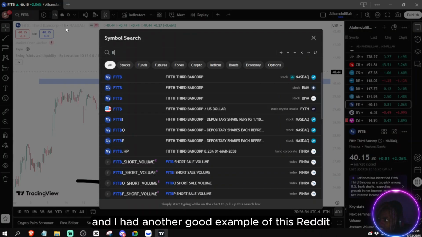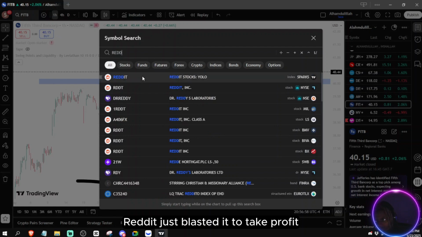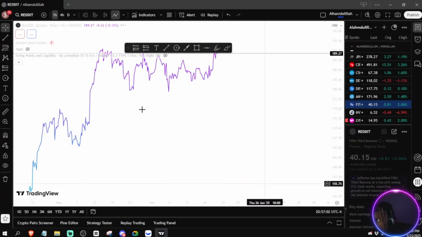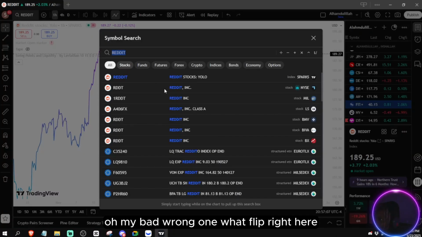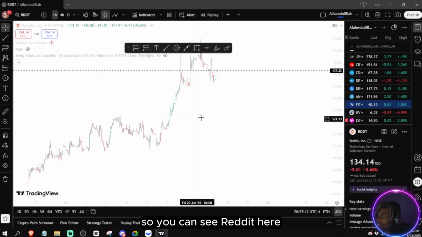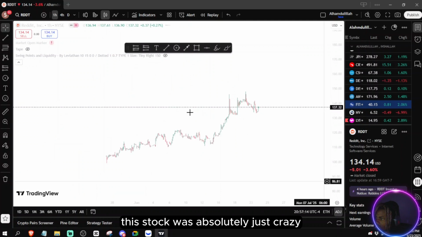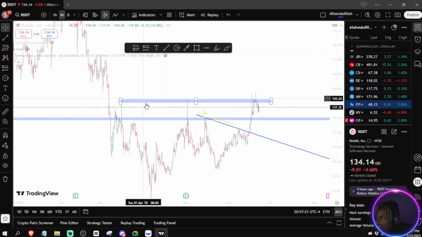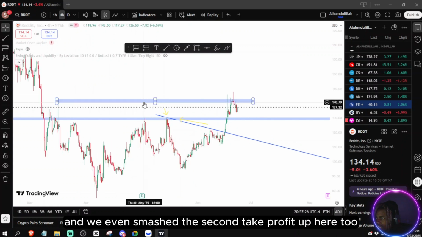And I had another good example of this. Reddit just blasted a take profit. Oh, my bad, wrong one. We'll flip Reddit here. So you can see Reddit here. I want you to check this out. This stock was absolutely just crazy. We had a 4-hour play here on Reddit, and we even smashed the second take profit up here too.